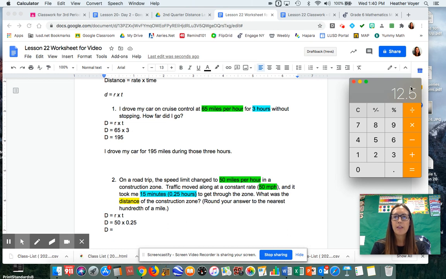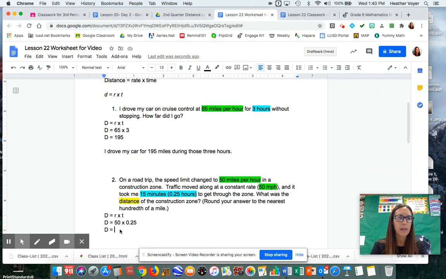I have to think about what that 0.5 means in terms of this answer. Well, I know that 0.5 represents a half. So that tells me that the question is asking what was the distance of the construction zone. So the construction zone was 12 and a half, or 12.5 miles long.